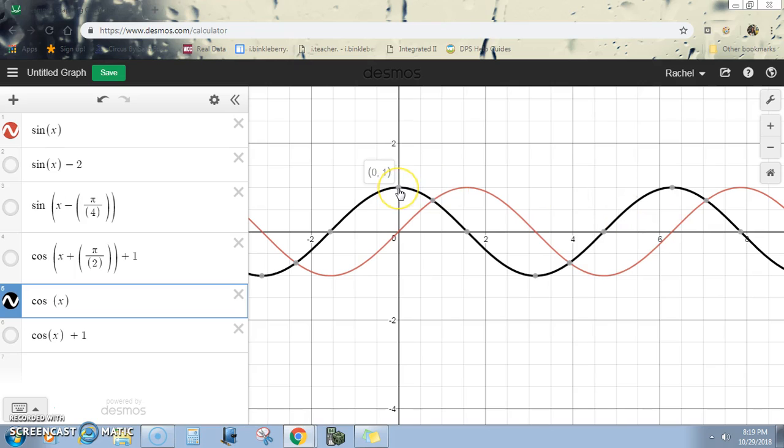Cosine, on the other hand, starts at its maximum point. It starts at 1, then it goes all the way down to its minimum point, and then it goes all the way up again to its maximum point, and that is a whole cycle, just one cycle right there.